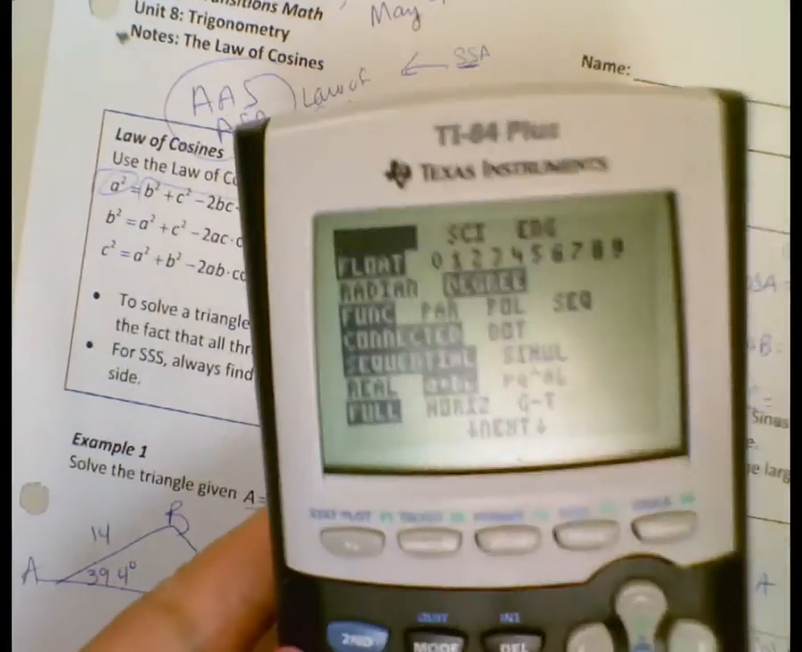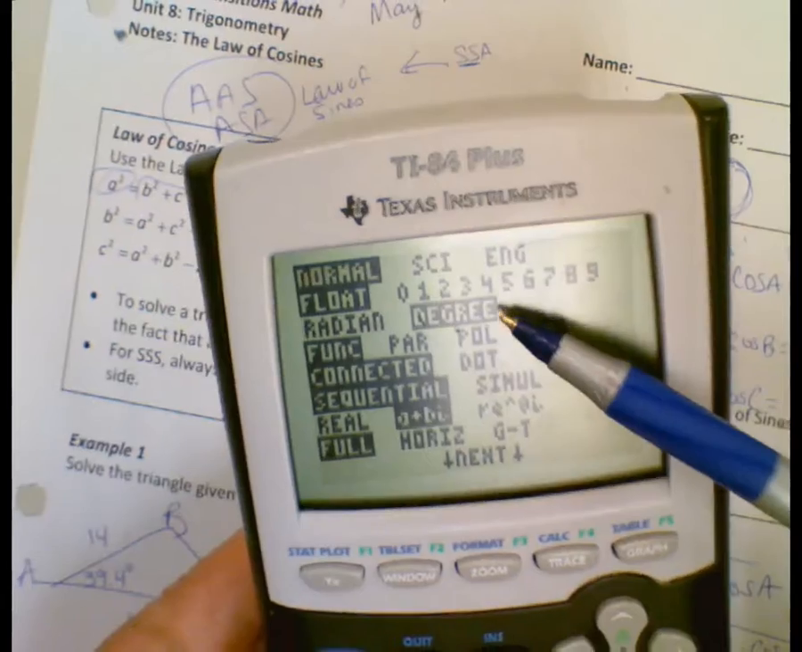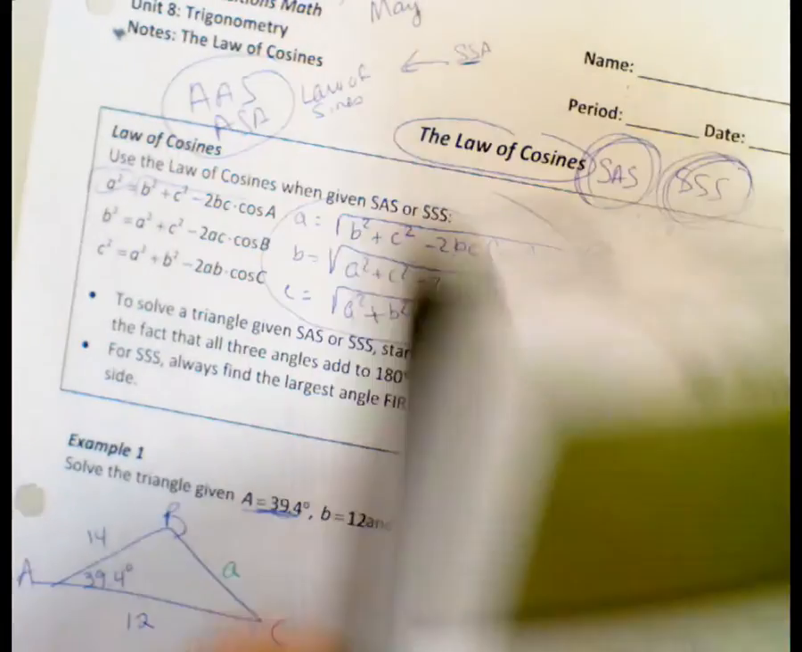Alright, so let's make sure we're in degrees. Everyone go to mode, press mode right here. Make sure that your calculator says degrees. That's the first thing you should check. Okay, now we are going to punch this in. So can you see this?